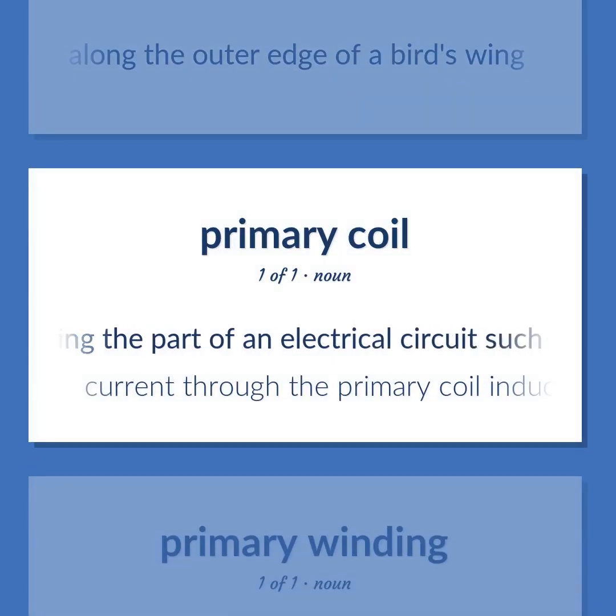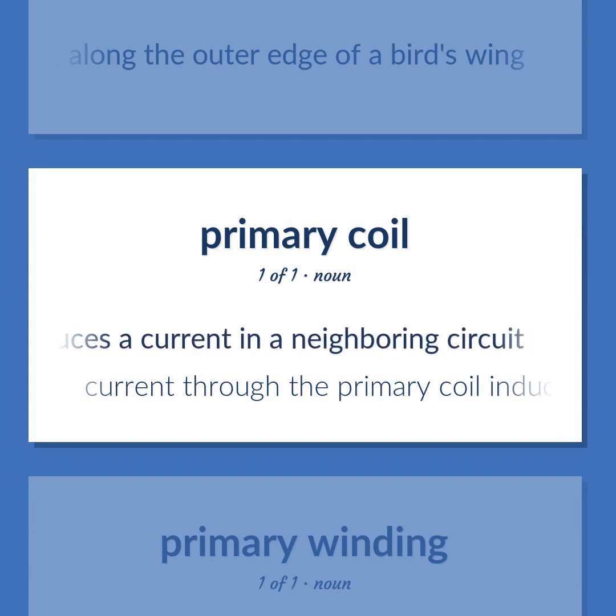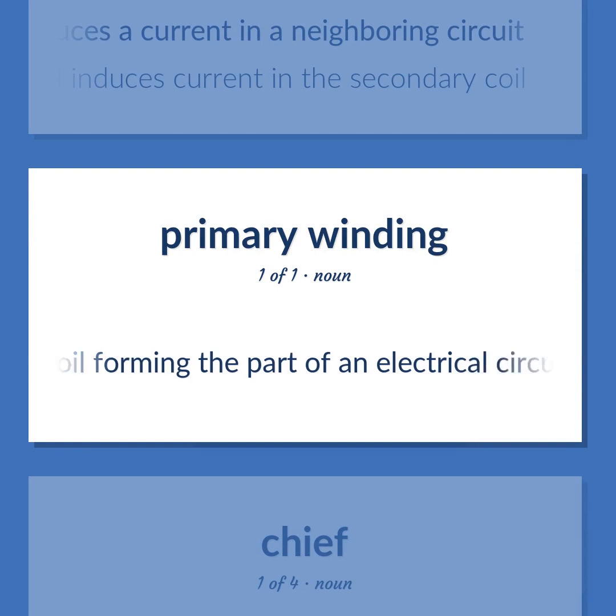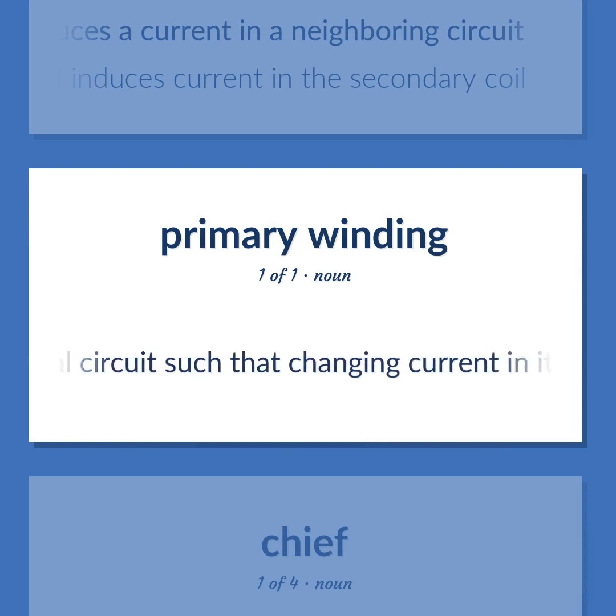Coil forming the part of an electrical circuit such that changing current in it induces a current in a neighboring circuit. Current through the primary coil induces current in the secondary coil. Coil forming the part of an electrical circuit such that changing current in it induces a current in a neighboring circuit.